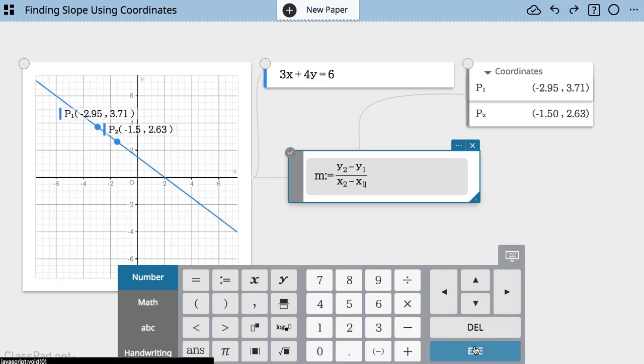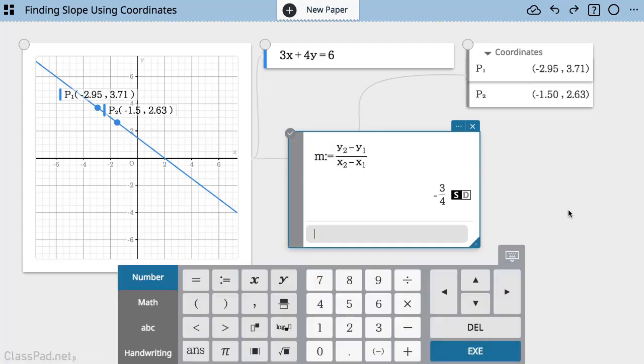I'm going to hit execute, and there is my slope. From the standard form equation, we can easily see that if I were to move 3x to the right and then divide everything by 4, that would give me negative 3 over 4. So these numbers make it easy to see that that is my correct slope.